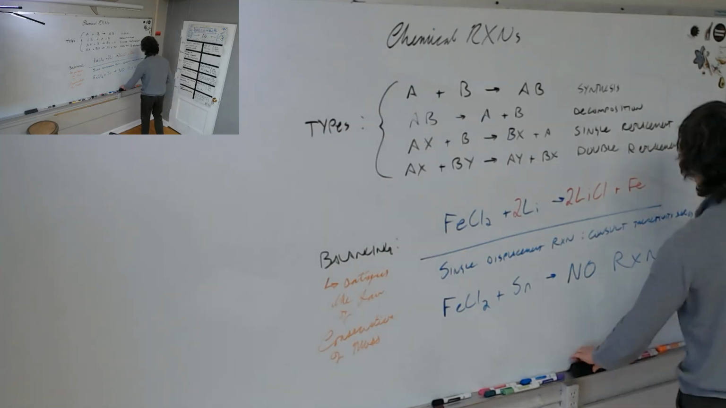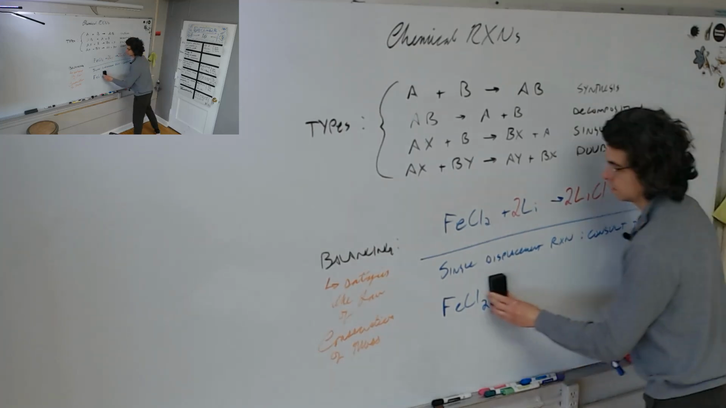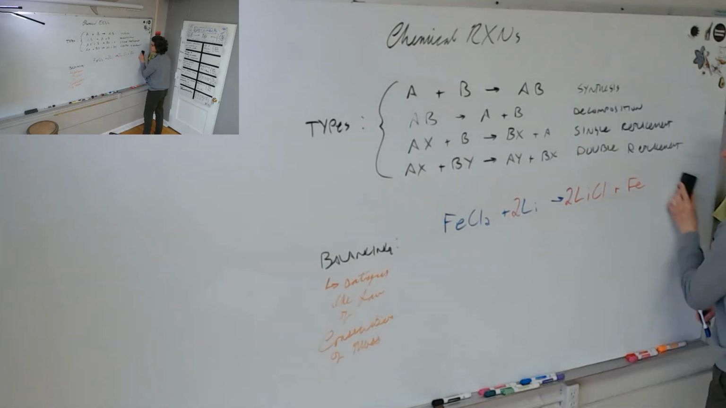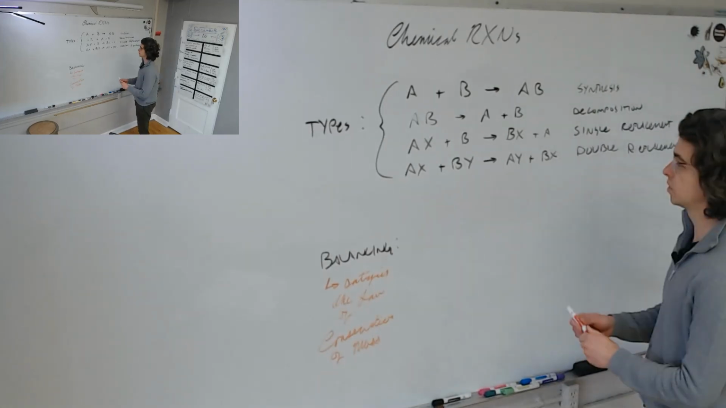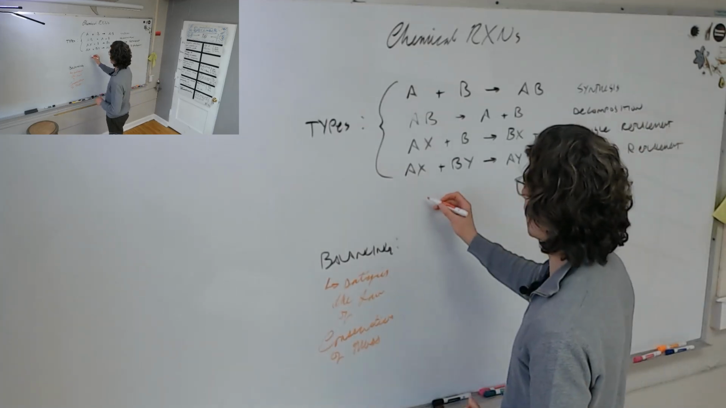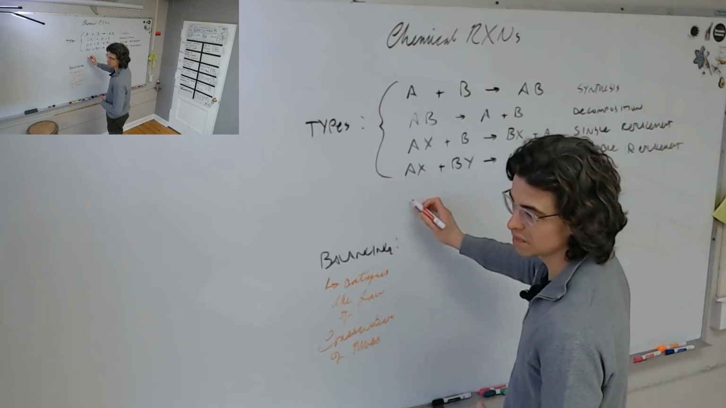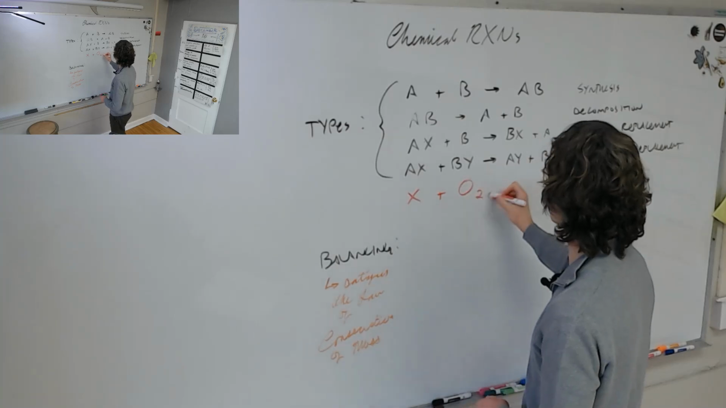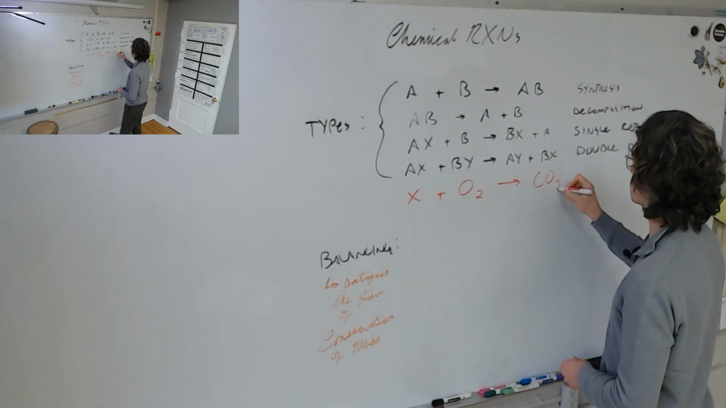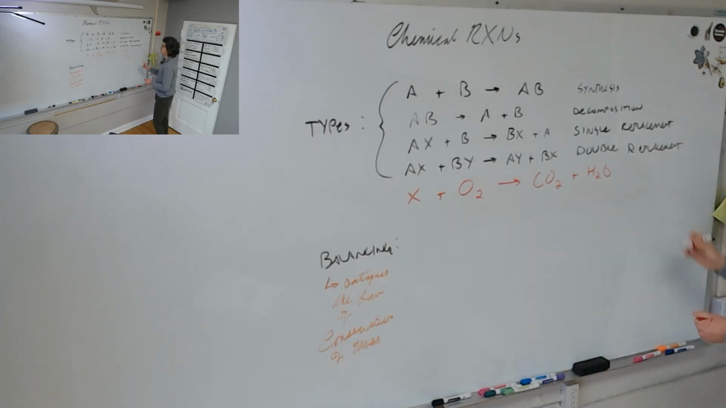Your book then talks specifically about combustion reactions, which is a good time to talk about endothermic and exothermic reactions too. I'll do this in red. Your book lists combustion as another type, where it could either be a metal oxide or some carbohydrate, but basically something is going to combine with oxygen to produce usually carbon dioxide and water. If it's a metal, it'll be different, but this one is called a combustion reaction.